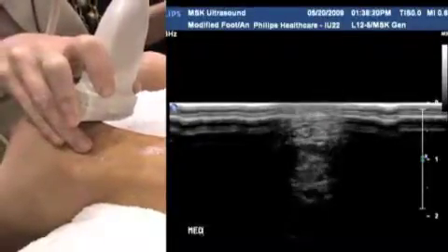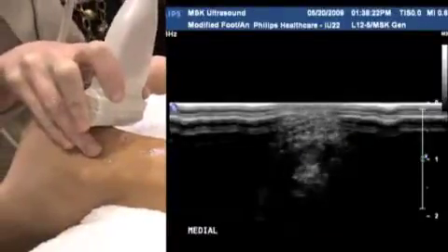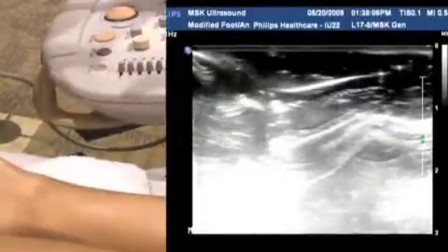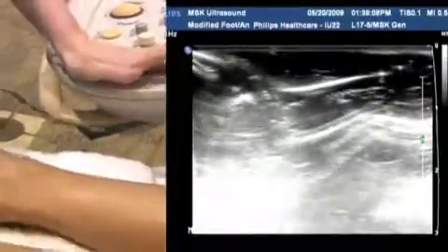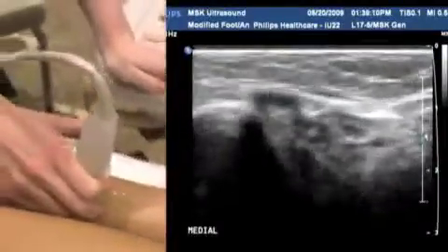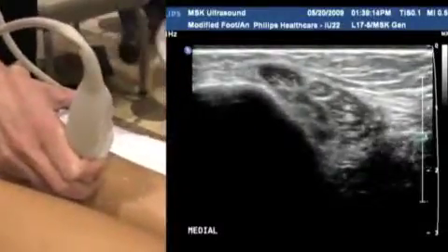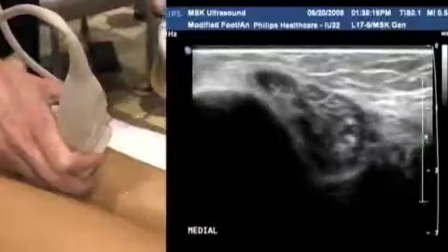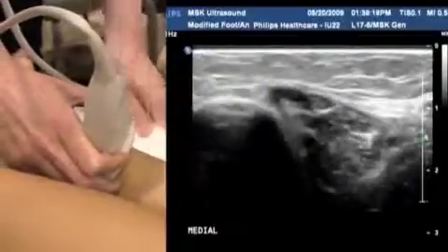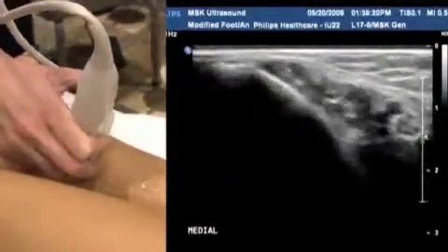Okay, so let's go ahead now and have a look at the medial ankle. If we can ask our lovely assistant here to roll up onto her left side so I can see the inside of the ankle. Okay, so looking medially in the ankle now. Starting about 10 centimeters or so proximal to the medial malleolus.